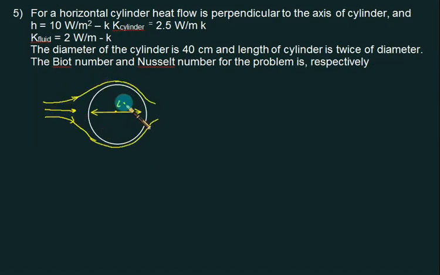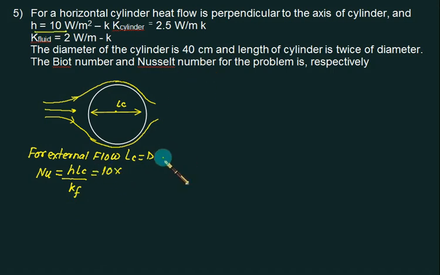We are given a horizontal cylinder, and heat flow is perpendicular to the axis of the cylinder. We are given the h value and the k value, the k of the fluid. We have to calculate the Biot number and Nusselt number. For external flow, the characteristic length is the same as the diameter. So we have Nusselt number equal to h Lc by k. Value of h is 10. Characteristic length is 0.4, that is the diameter, divided by thermal conductivity of fluid, which is 2. So this number is 2. Biot number is given as h Lc by k, where k is of the material.